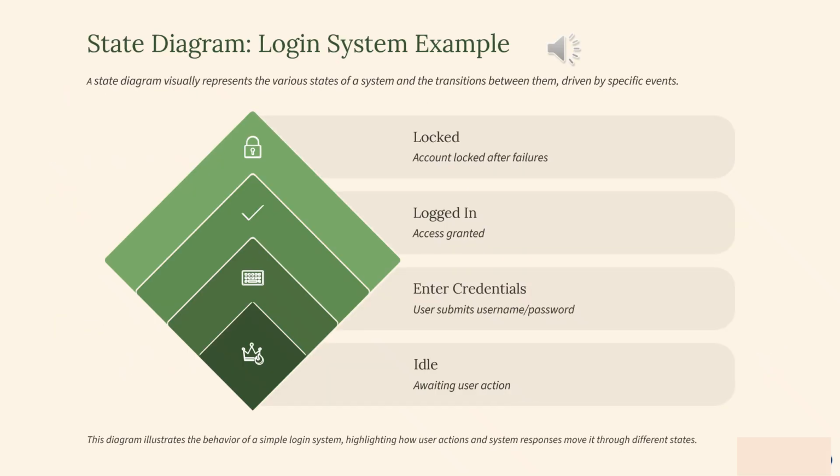Next topic, state diagram example. A state diagram visually shows different states of a system and how the system moves between them. For example, in a login system, the system starts in the idle state. When the user enters credentials, the system checks the password. If the password is correct, the system moves to the logged in state. If multiple incorrect attempts occur, the account becomes locked.